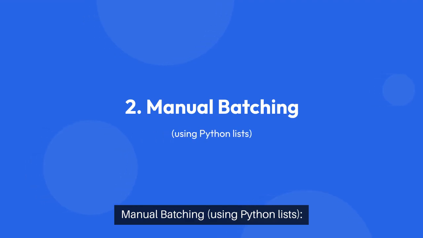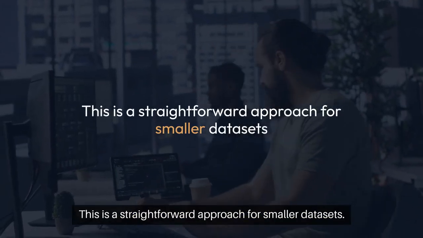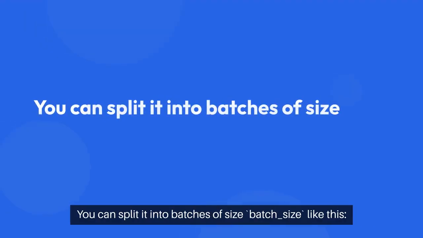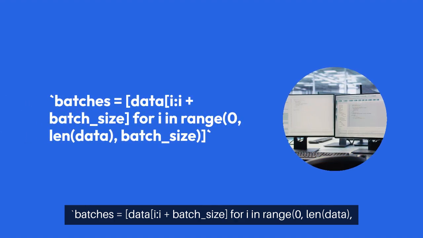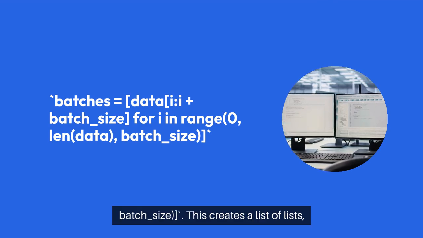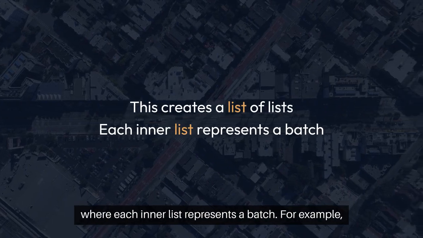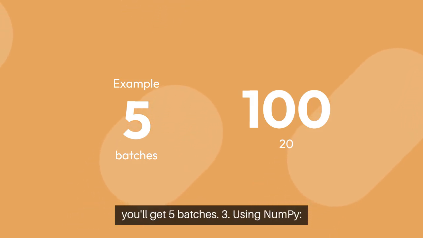2. Manual batching, using Python lists. This is a straightforward approach for smaller datasets. Imagine you have a list called data, containing your dataset. You can split it into batches of batch_size like this: batches = [data[i:i + batch_size] for i in range(0, len(data), batch_size)]. This creates a list of lists, where each inner list represents a batch. For example, if data has 100 elements and batch_size is 20, you'll get 5 batches.